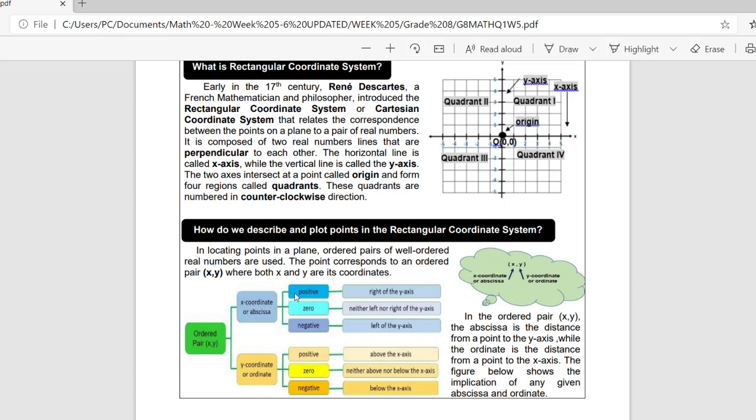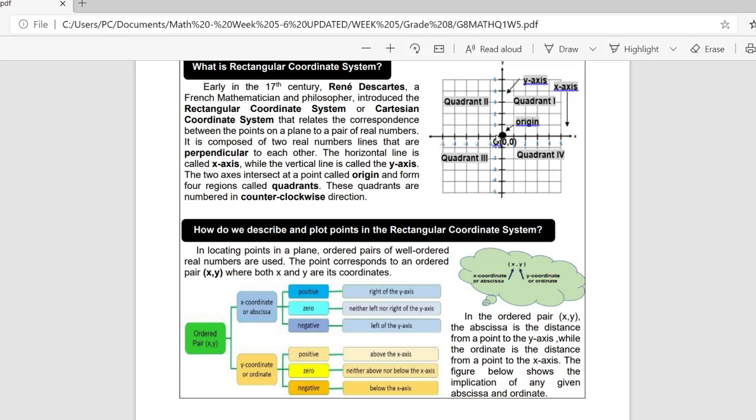This x-coordinate can be positive if it is right of the y-axis. Right of the y-axis are positive. Therefore, your abscissas, or the values of x, are positive. It can be 0 if it is neither left nor right of the y-axis. So if it is here, therefore, the abscissa is 0 because it is neither left nor right of the y-axis. Then it is negative. Your abscissa is negative if it is left of the y-axis.